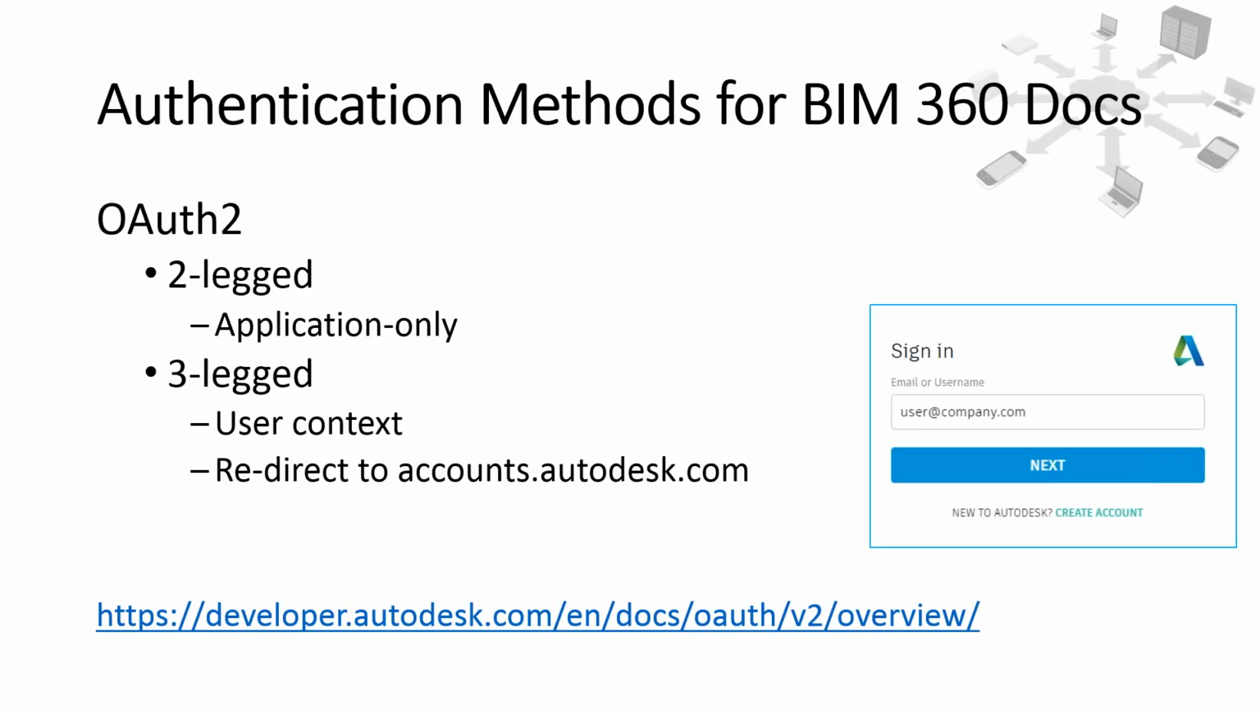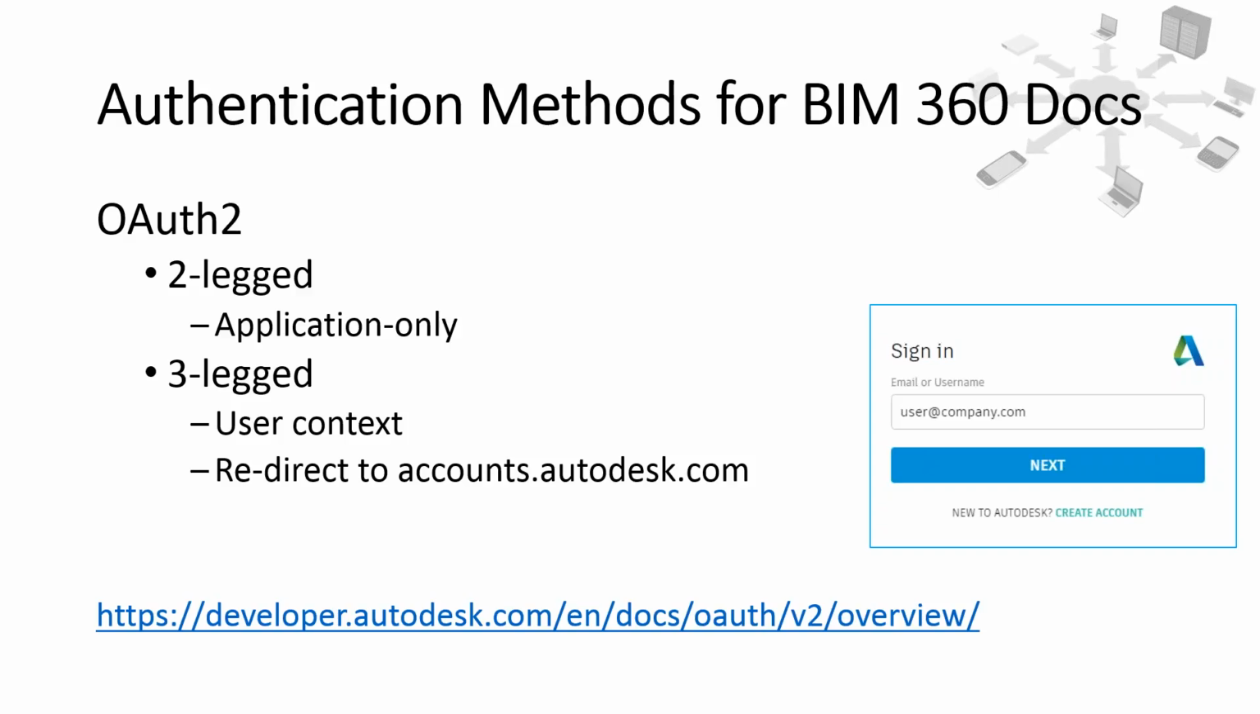If you are already using A360 and BIM 360 teams, you may know that to access those hubs, we use OAuth 3-legged. That means it's a user context, and it redirects to account.autodesk.com, like the sign-in prompt shown here.